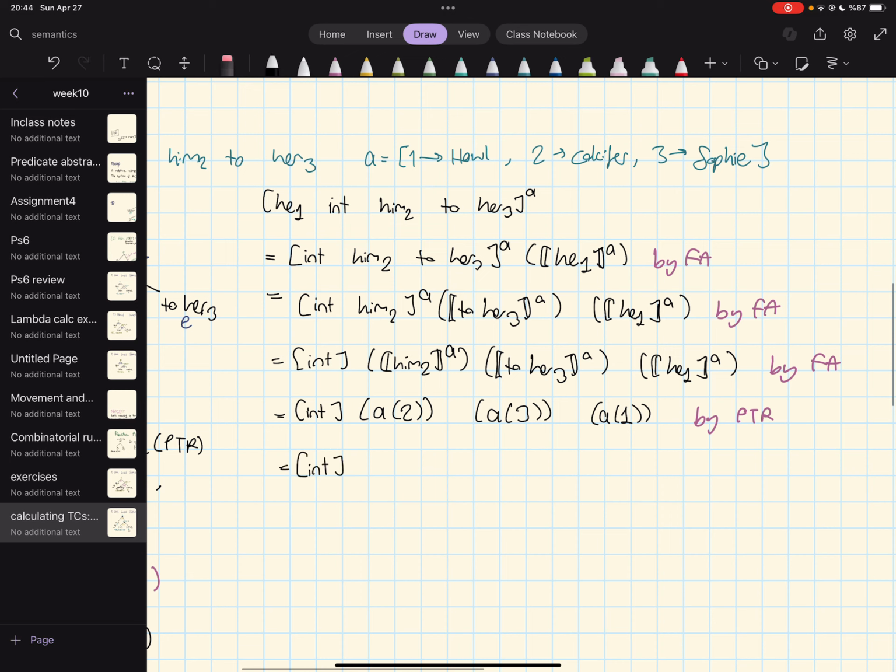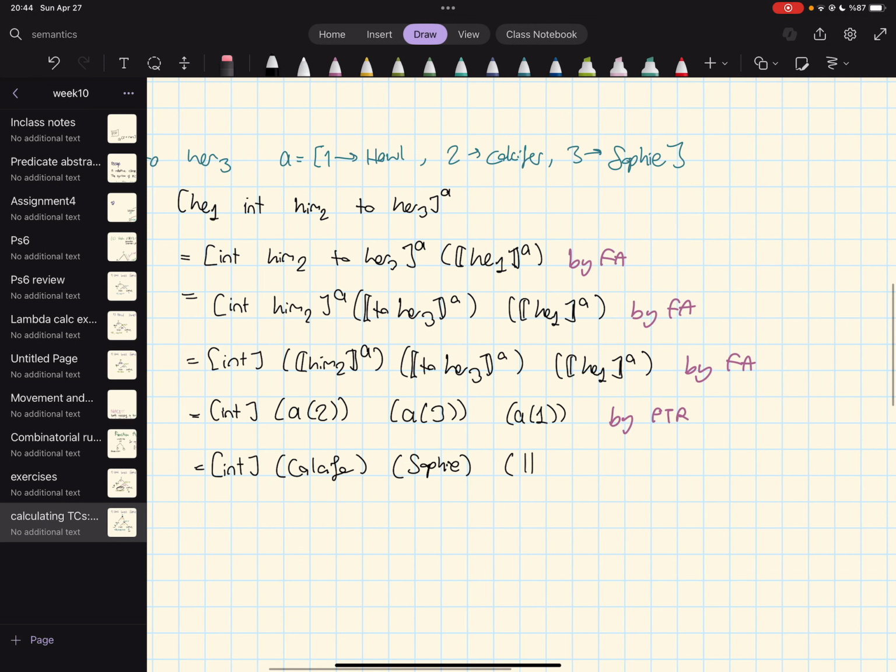So introduced, the assignment function A maps 2 to Calcifer. It maps 3 to Sophie, and the domain of A assigns 1 to Hal. So therefore I have all of my arguments now.